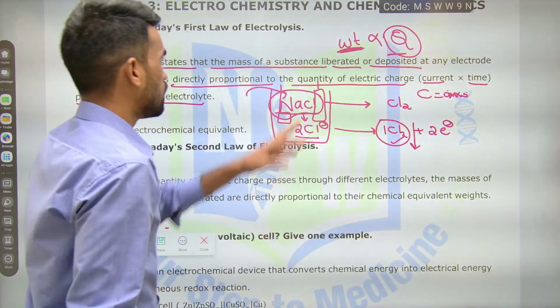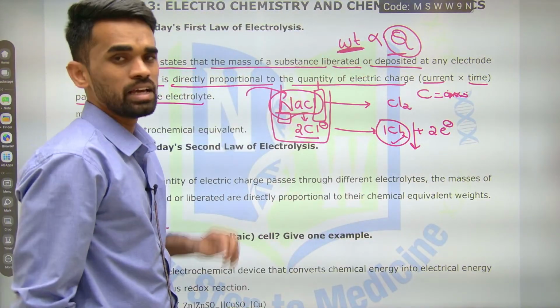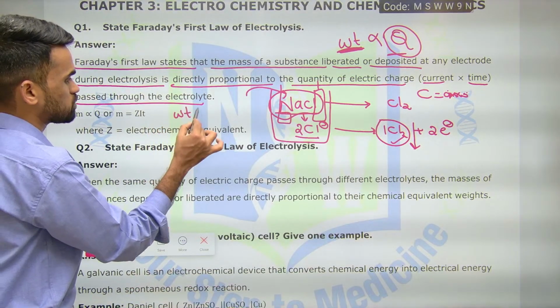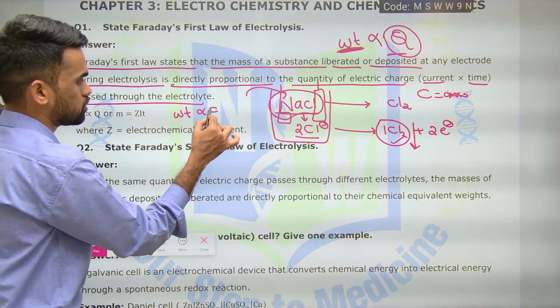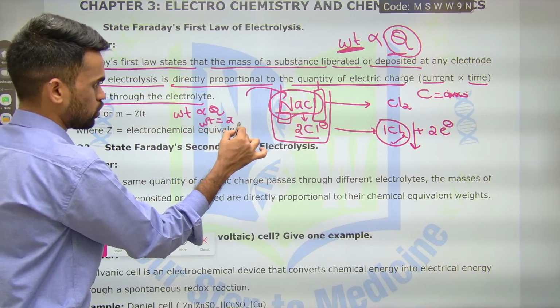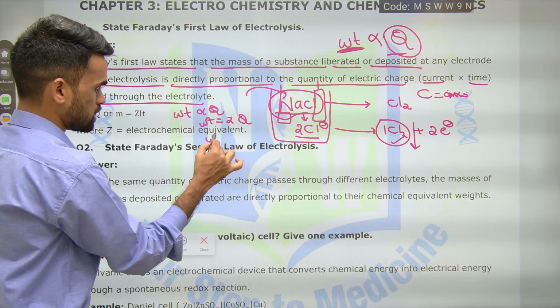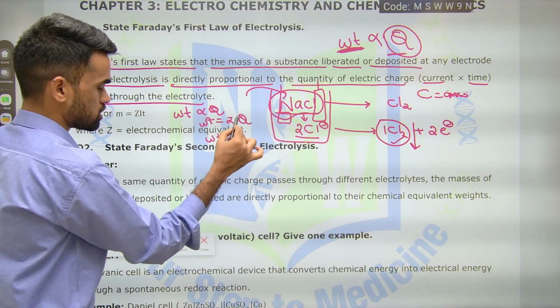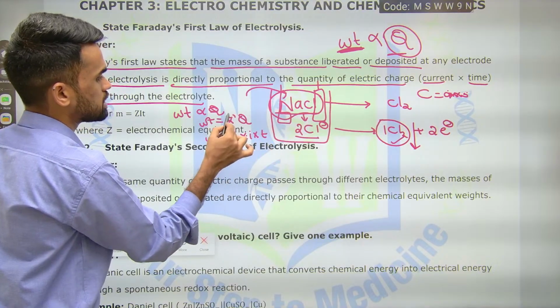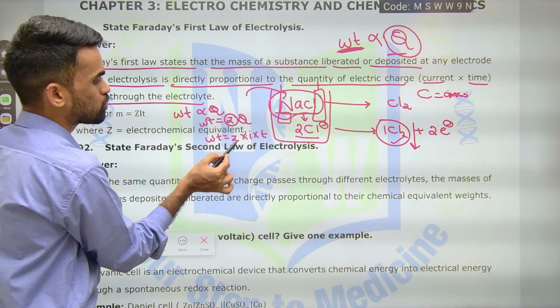Now I can remove this proportionality and place a constant here. So the mass of substance deposited will be directly proportional to Q, and I write weight is equal to ZQ. Q means charge, and charge is nothing but I into t. Here Z is the electrochemical equivalent.